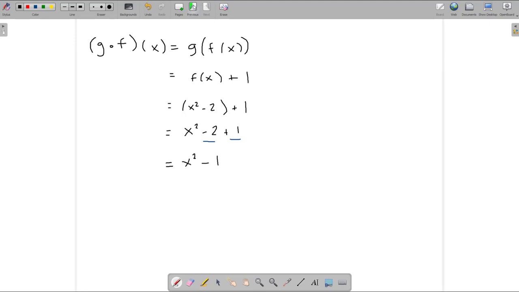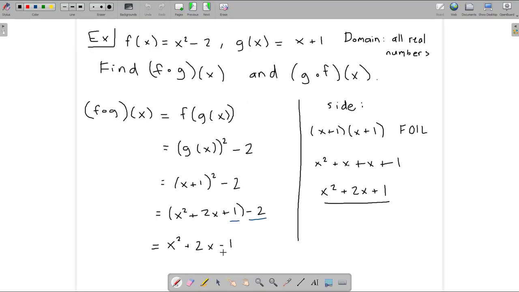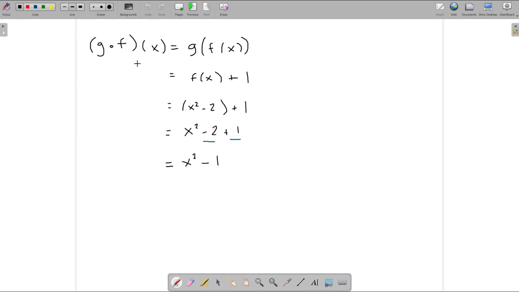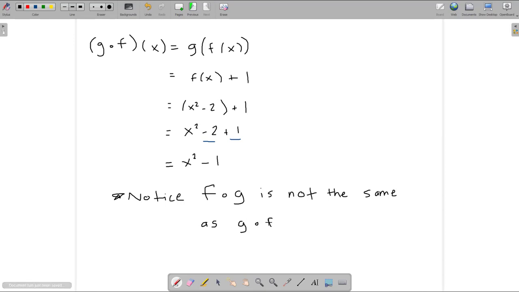Now notice, that's not the same as what we got for f of g of x, right? F of g of x was x squared plus 2x minus 1. G of f was just x squared minus 1. So it's good to notice, f of g is not the same as g of f. So the order that you apply your functions in matters, is what that's saying.